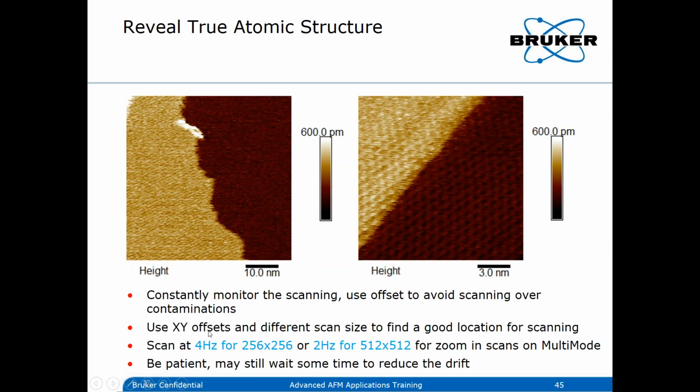You should use the XY offsets again, finding a good location. For the calcite, to get to the atomic structure, you should use 4 Hertz at 256 times 256 data points, or 512 times 512 data points. You would need 2 Hertz. And again, be patient. You might still wait some time to reduce the drift on the multimode system. And again, if it's not working, repeat the whole procedure from the beginning, including cleaning everything.